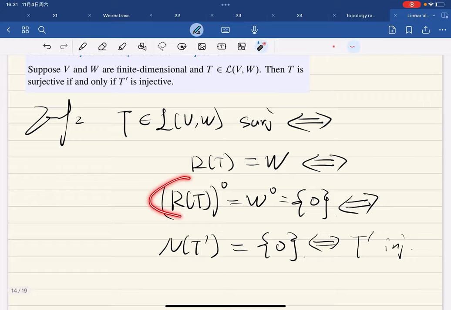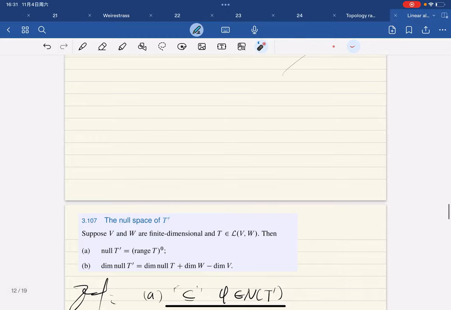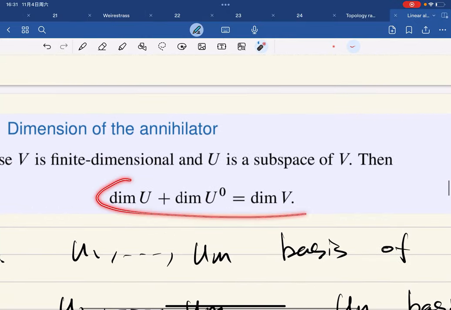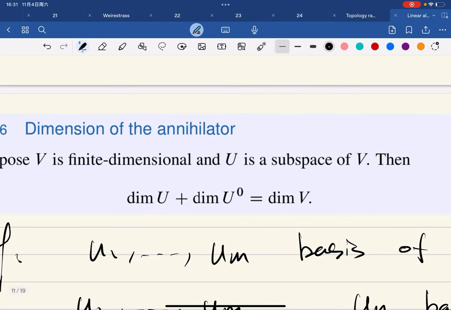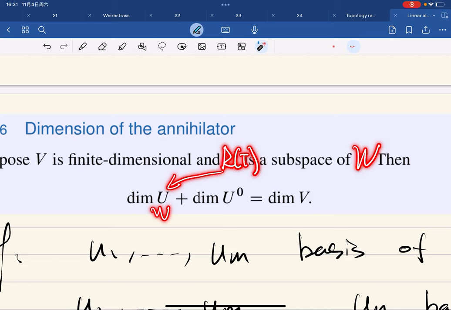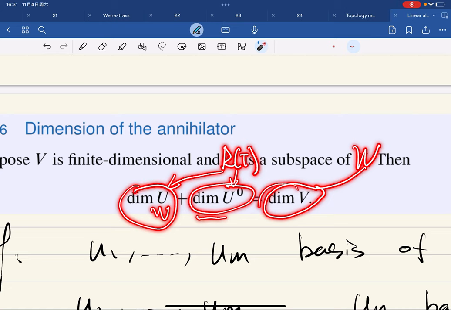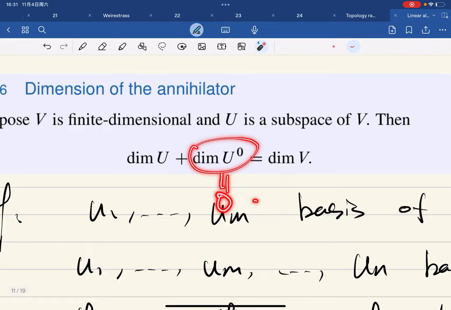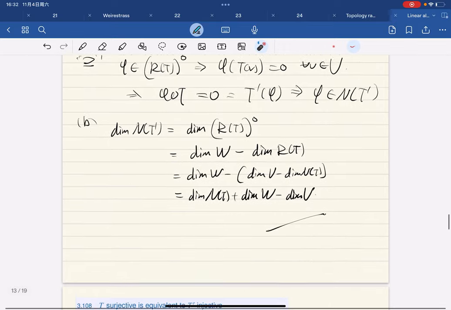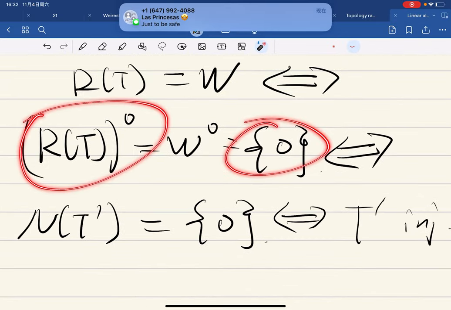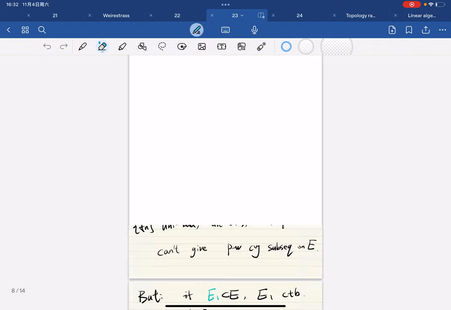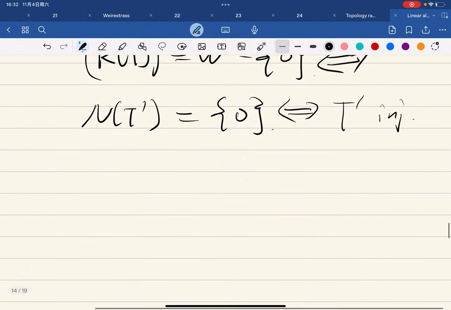Well, I think I need to explain more on this. So, range T and this is W. Then the dimension of range T is just the dimension of W because range T is equal to W. And this is the annihilator, and this is W. So the dimension of W plus something is the dimension of W. Then this should be equal to zero. Zero dimension means just a zero vector. So the annihilator is just the zero vector, right? Okay, then we're good.